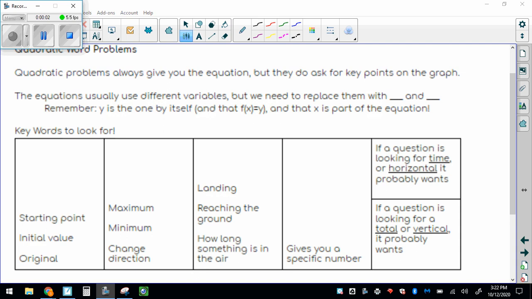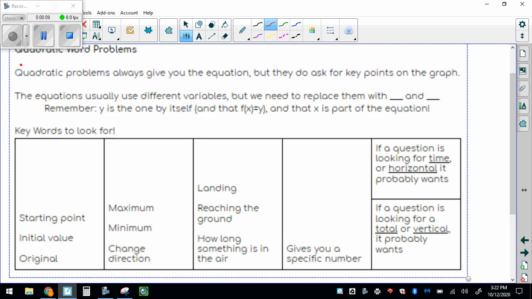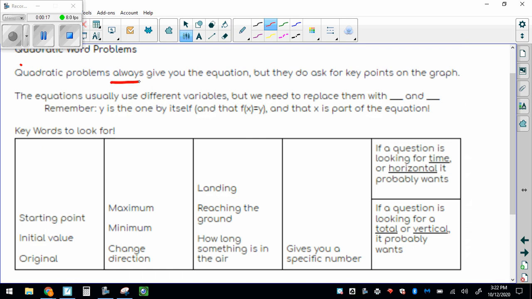Today comes chapter 4.2 notes, or the word problems. And I actually think these are easier than the linear word problems, if that helps ease your mind. All right, so quadratic word problems will always give you the equation, which is why I think it's easier. So they're asking for key points on the graph.